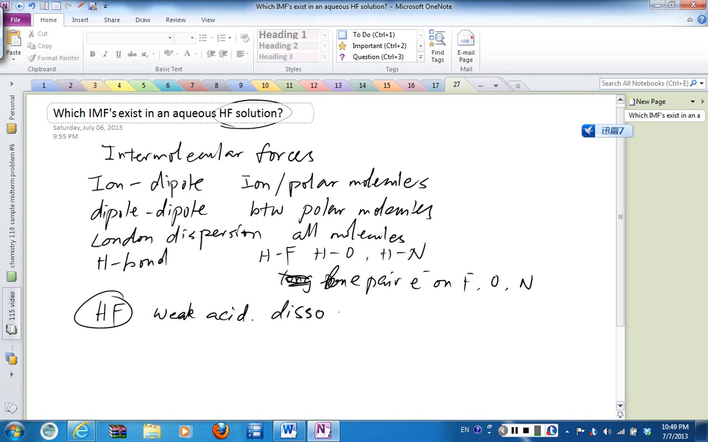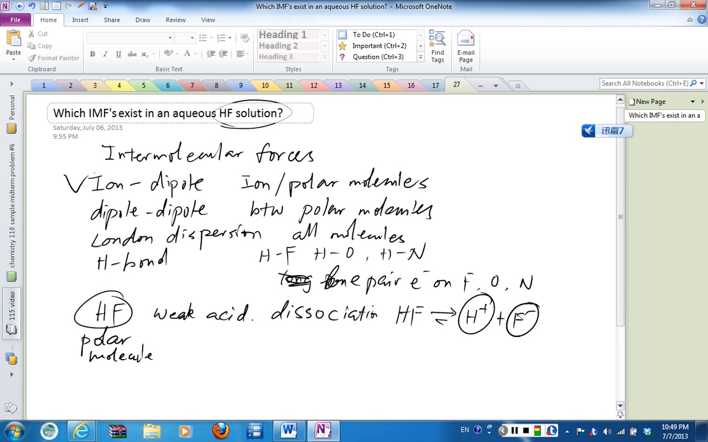You're going to have some dissociation, which means HF is going to be partially breaking down into hydrogen ion and fluoride ion. Some of it. The rest will stay in the molecular form. Well, you have ions. And hydrofluoric acid, hydrogen fluoride, is a polar molecule. So you will have ion dipole force. If it's pure hydrogen fluoride, then you wouldn't. But it's in aqueous solution, you got ions, there's ion dipole.